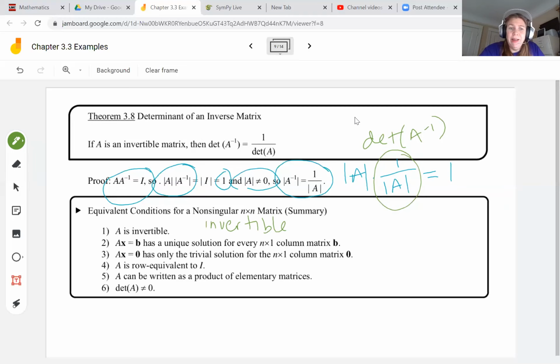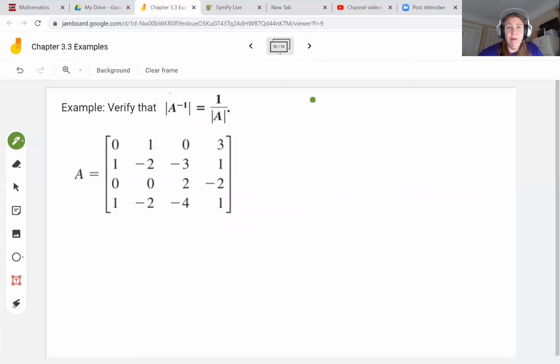That's equivalent to saying A can be written as a product of elementary matrices. We saw that back in chapter 2. And that's equivalent to what we've most recently seen, that the determinant of A is non-zero. So if you can show that any of these properties are true, the other properties are considered equivalent.